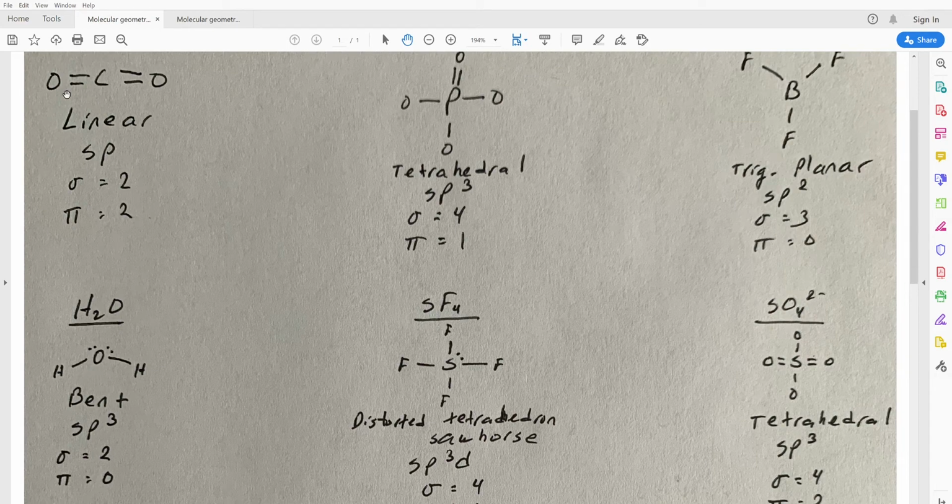Remember that everything has electron clouds and electrons are negative. Therefore, everything is trying to get as far away from each other as they possibly can. To do this, when we have two things attached, it becomes linear. If we have a situation here where we have the lone pairs, it becomes bent.